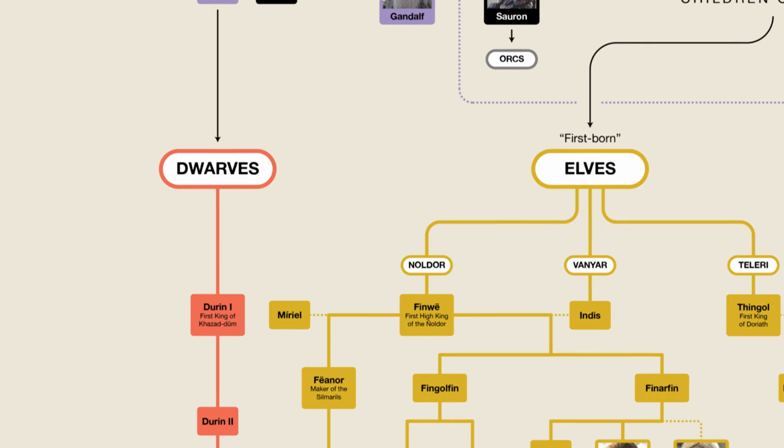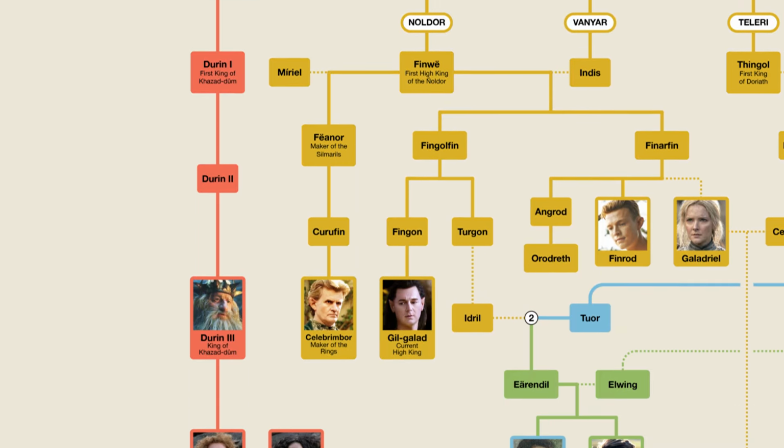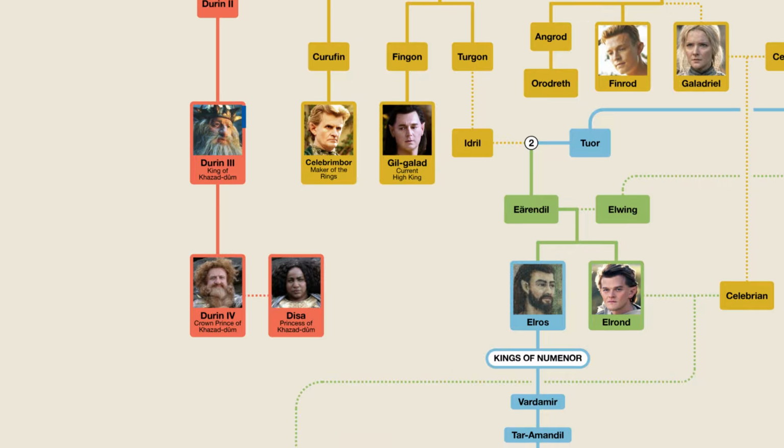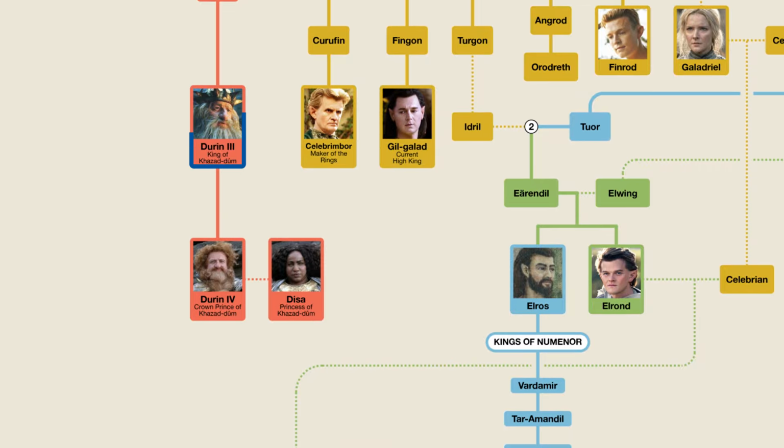In The Rings of Power, the main dwarven king is Durin III, ruler of the underground city Khazad-dûm. His son, the crown prince, is Durin IV, and he is married to Princess Disa.